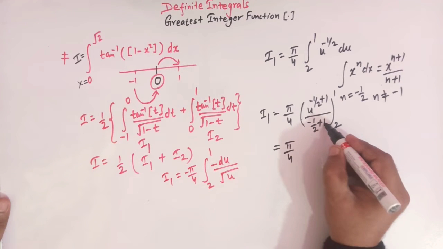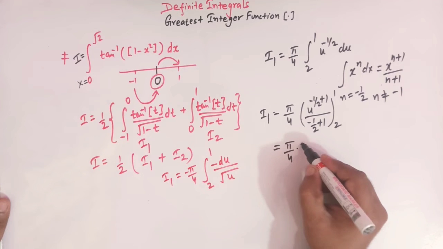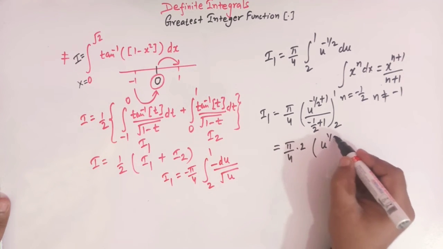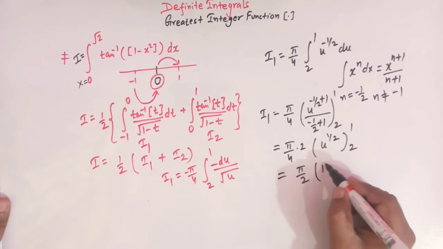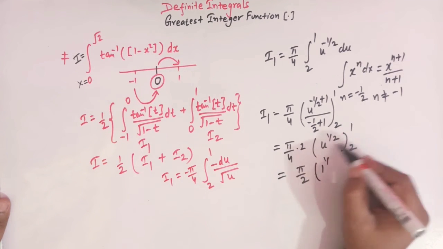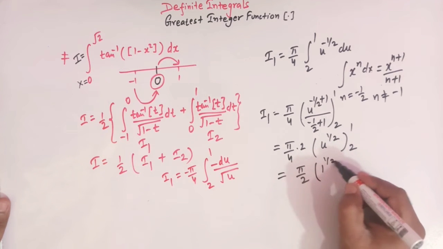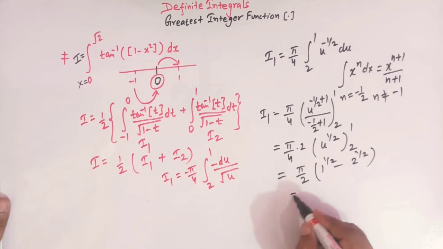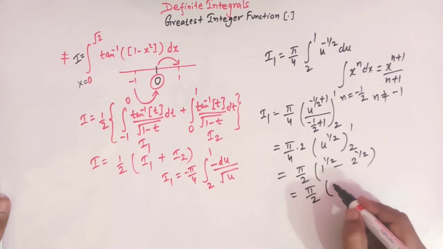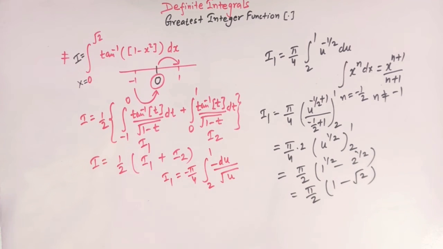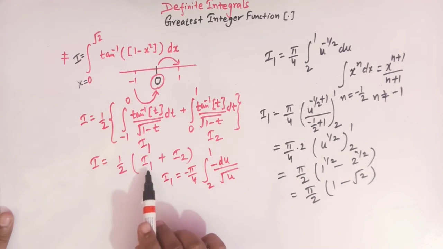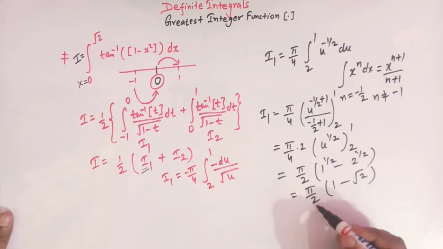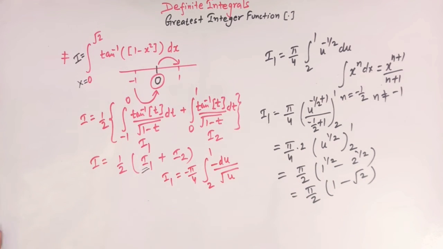Minus half plus 1 is half, so we can take 2 in the numerator, and here we have u raised to half, and limits are from 2 to 1, so this is pi over 2. And when we take the limits and take the difference, we have 1 raised to half minus 2 raised to half, right? So this is pi over 2, and 1 raised to half is 1, this is square root of 2, right? So viewers, the value of this integral, that is I1, is given by pi by 2 times 1 minus square root of 2, right? Now let us find the value of I2.